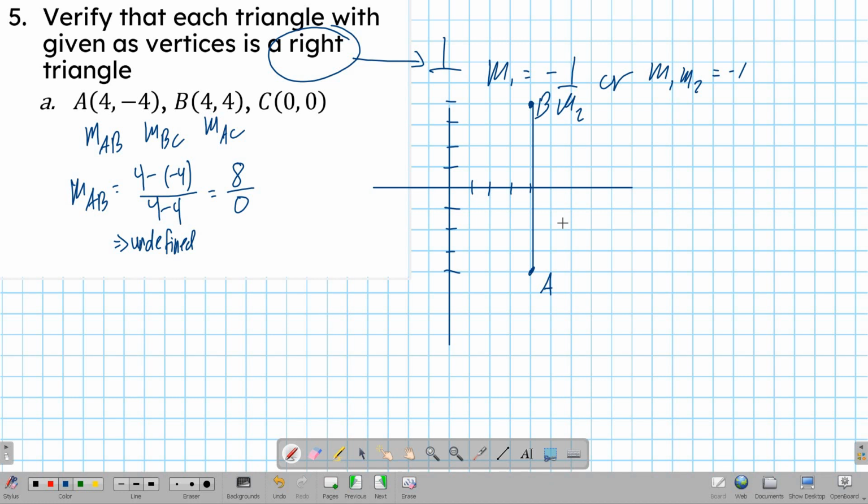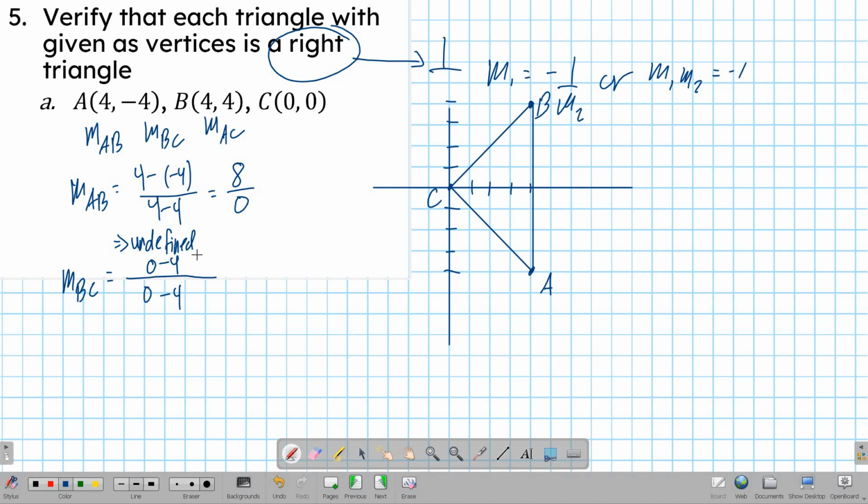Yan. So, hindi natin magagamit yung AB kung nandyan yung right angle. So, most probably, we'll check BC and AC. So, let's first compute for the slope of BC. BC will then be equal to 0 minus 4 over 0 minus 4. Ito pala yung itsura ng C. So, ganito yung itsura ng triangle natin, parang ganito.